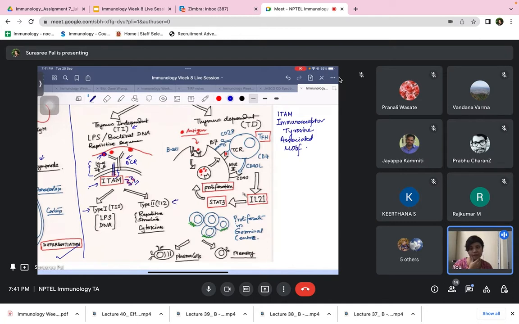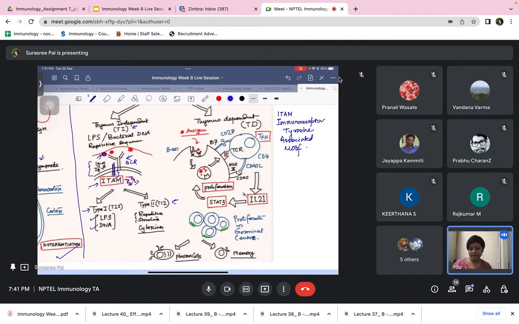In type 1 there is no involvement of any T cell, right? So the antigens which can be recognized by the B cell receptor are the LPS and the bacterial DNA, like these, which are present on the pathogen cell surface, and which are directly recognized by the B cell receptor.